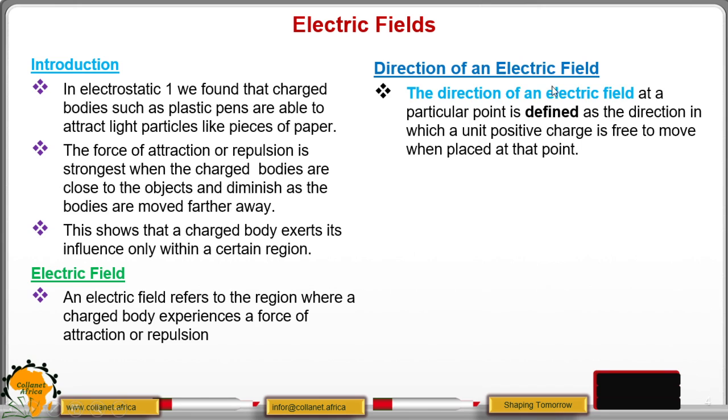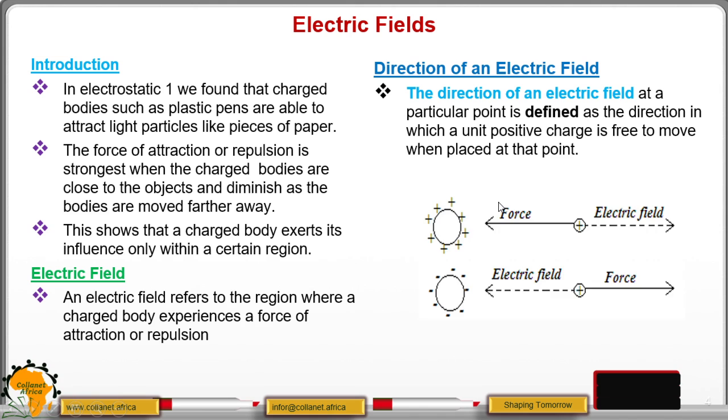Now, the direction of the electric field at a particular point is defined as the direction in which a unit positive charge is free to move when placed at that particular point. So if you place a positive charge, the direction in which it is free to move is what we call the direction of the electric field.